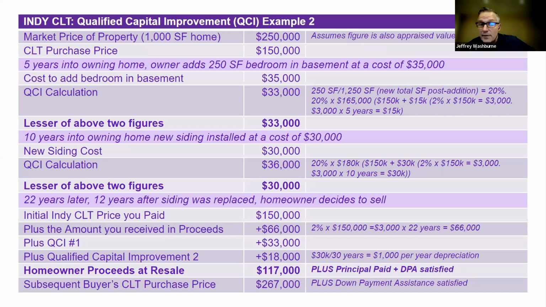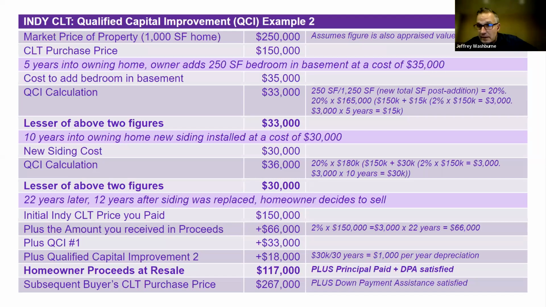So in this case, it cost me $35,000, but per the formula here, we're going to recognize the square footage that I'm adding to that 1,000 square foot home. So I'm adding essentially 20% more square footage to the property. And the way we would calculate that is the new square footage, 250 square feet, divided by the total new square footage of 1,250 square feet, gets us to 20%. So our cap would be $33,000, or 20% of the future value of the property 5 years into ownership of $165,000, which gets us to $33,000.